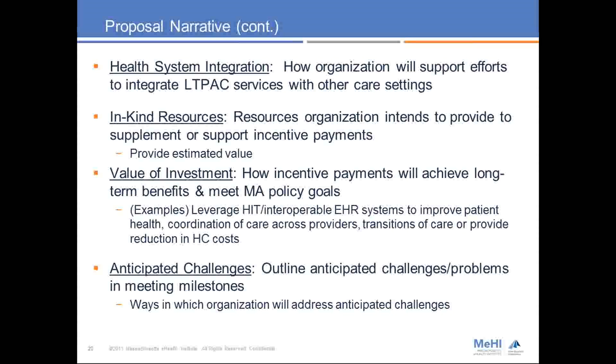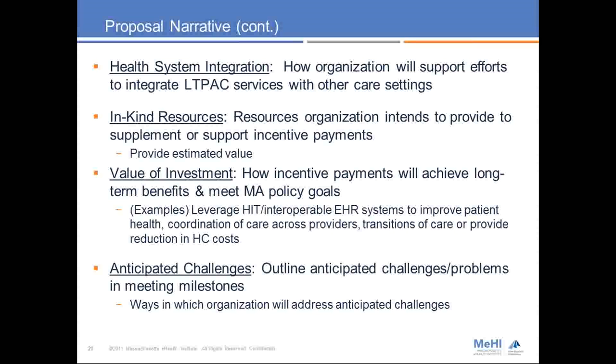In-kind resources. Applicants shall describe those resources that the organization intends to provide to supplement or support the eQIP incentive payments, plus their estimated value. An applicant must designate a project manager for the entire length of the project and describe how senior leadership will oversee the initiative.